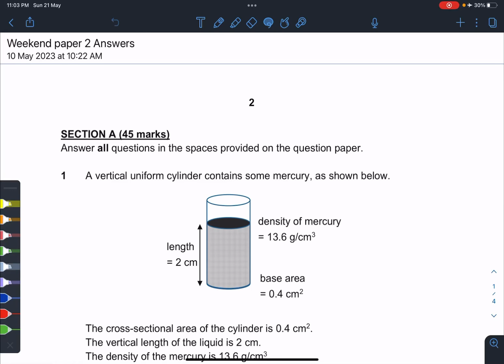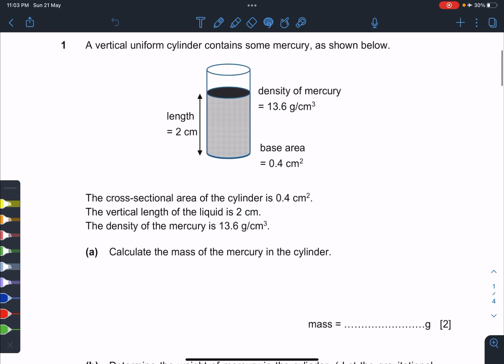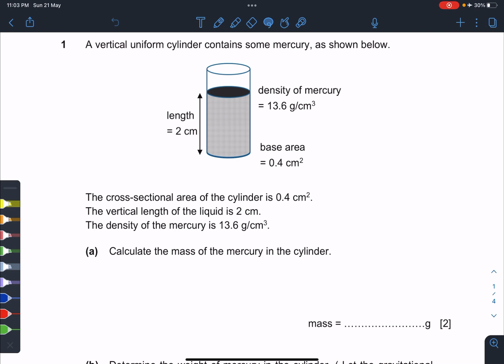Hi, okay, so let's go through the weekend paper too. So let's take a look. Look at the question, you see something very interesting. This thing, 13.6, has a lot of numbers. This shows you 3 sig fig, which is honestly very rare.